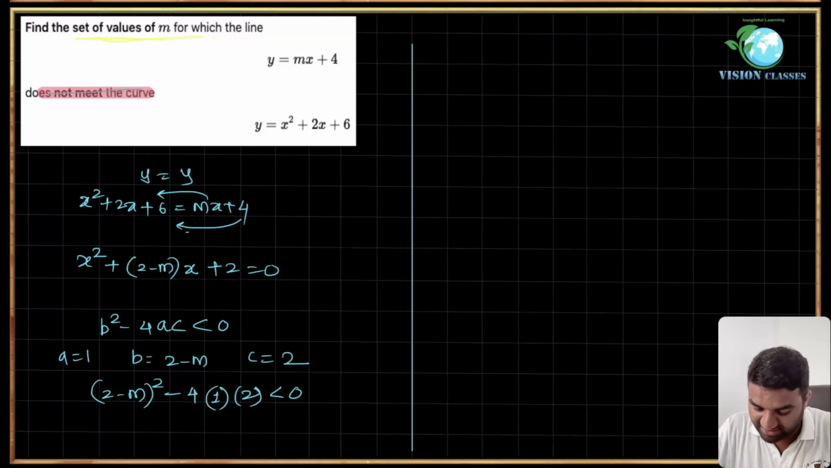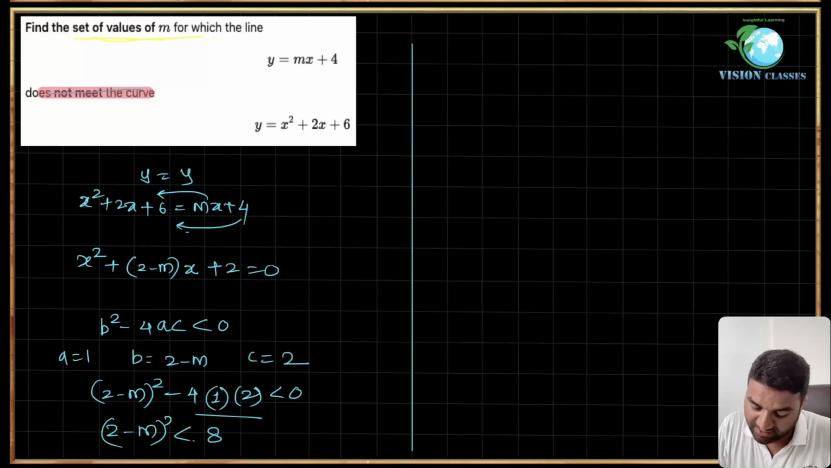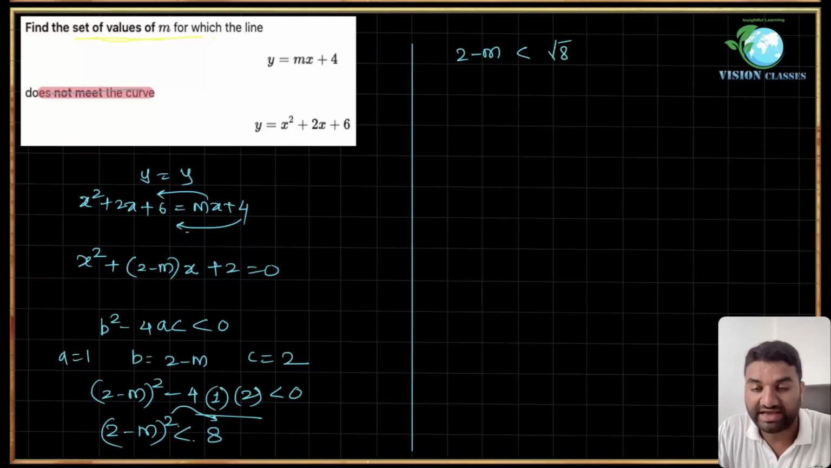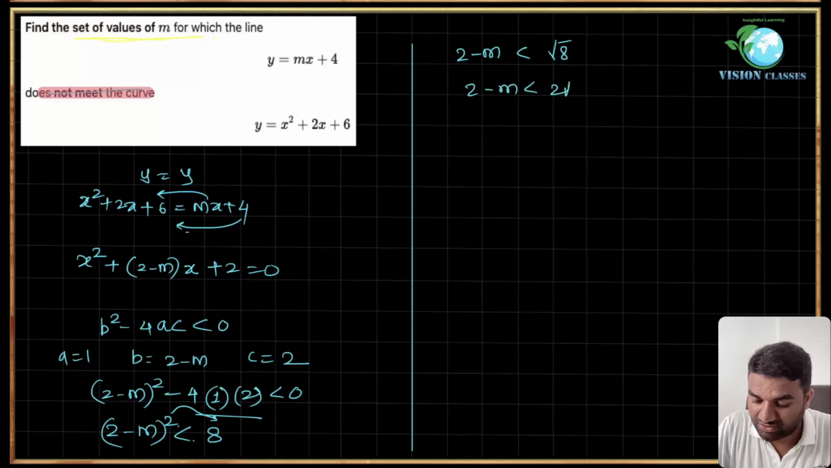So the next part is 2 minus m, all squared, less than 4 times 2, which is 8. Now transfer the square to the right-hand side, it becomes a square root. So 2 minus m is between the plus and minus square root of 8. The square root of 8 you can write as 2 root 2, and it's plus minus.